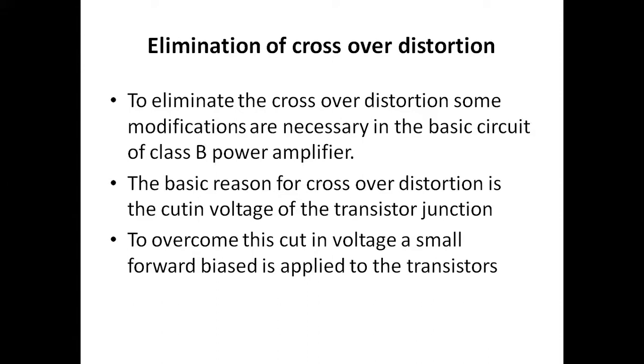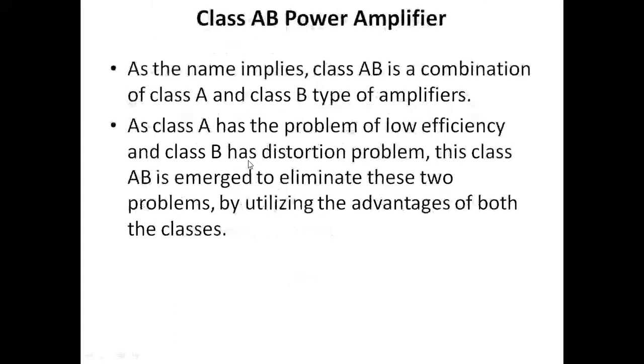To overcome the cut-in voltage, we are using some forward bias diodes. That is, we are maintaining the diodes in the forward bias condition. To overcome this cut-in voltage, a small forward bias is applied to the transistors. So to overcome the crossover distortion, we are using an amplifier called the class AB power amplifier.